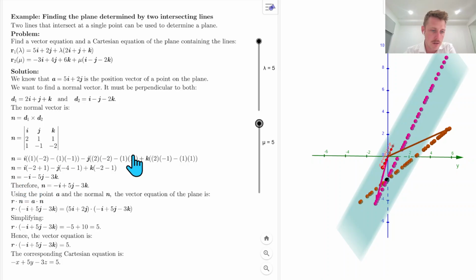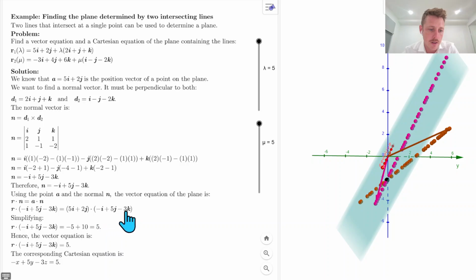Okay, so you get this, you again compute the determinant of this matrix. Sorry, there was a very small error here with this 5. Anyway, we get that the normal vector is negative i plus 5j minus 3k. Okay, we know that the point A is on there. And we know that the vector equation of the plane is r dotted with n equaling a dotted with n. And so we get this.